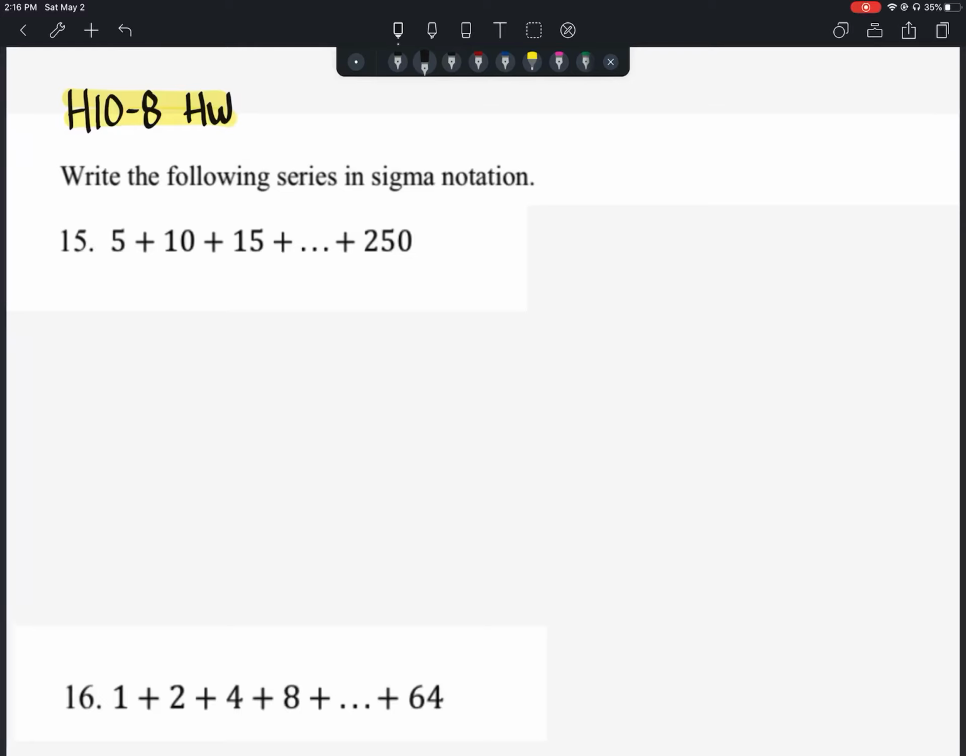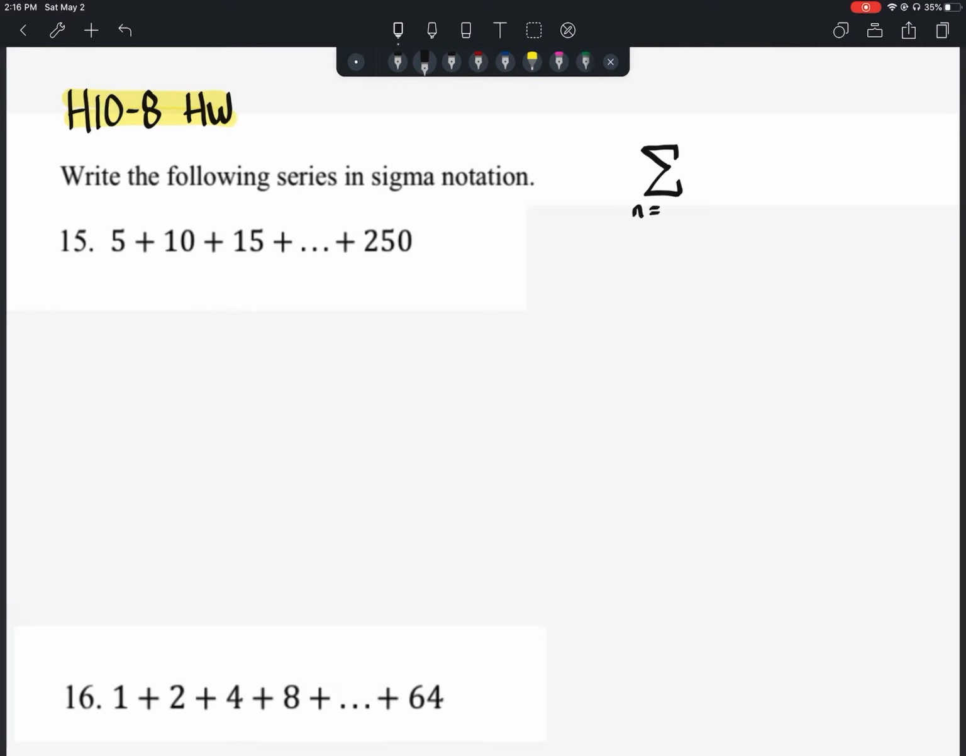This is problem 15 from the H10-8 homework. It says, write the following series in sigma notation. So remember, our sigma notation here is the one that looks like this. We've got sigma there. We have our index. We'll use n as our index.